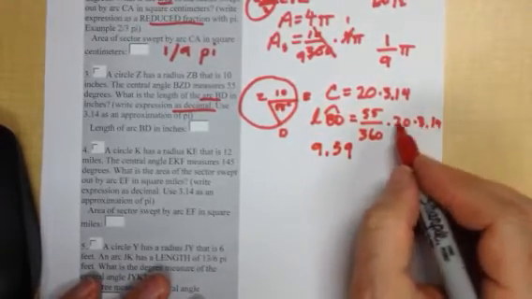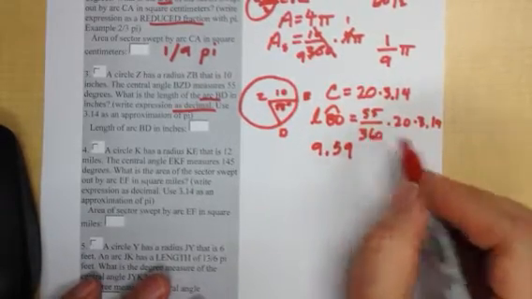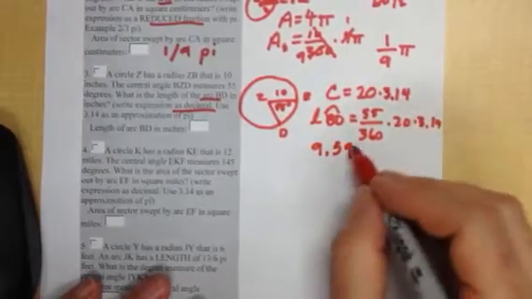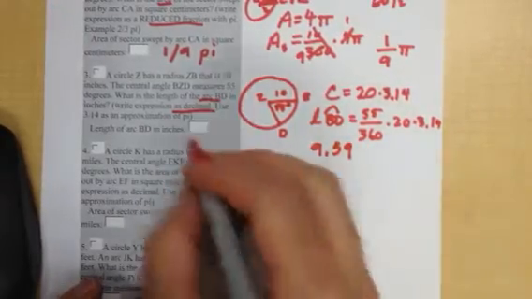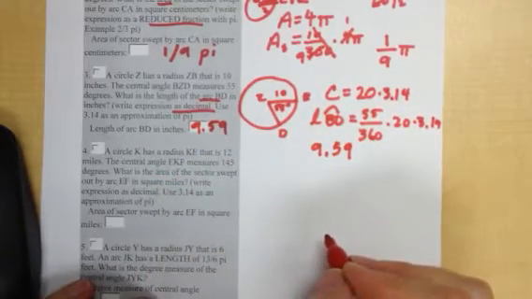And this makes sense because this angle is roughly 60 and this is roughly 1/6 of the circle. So 60 over 360 would be 1/6, and that's roughly 60. So 9.59 seems like a reasonable answer. So 9.59.